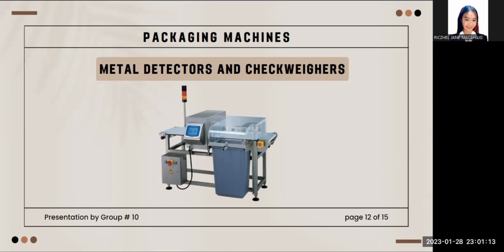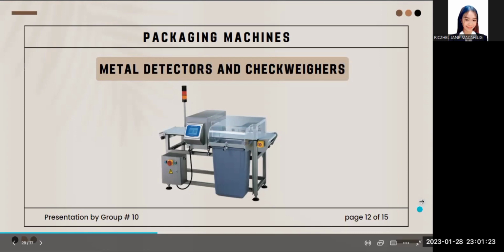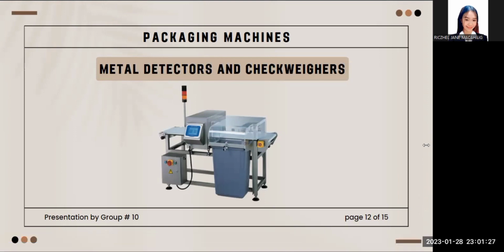So the next one is metal detectors and check weighers. So IMC metal detectors or check weigher combination system offer high sensitivity and the ability to detect a wide range of metal contaminants. So it is used this easy to operate system to dynamically weigh products to an accuracy of plus 0.02 ounces. So next slide po.